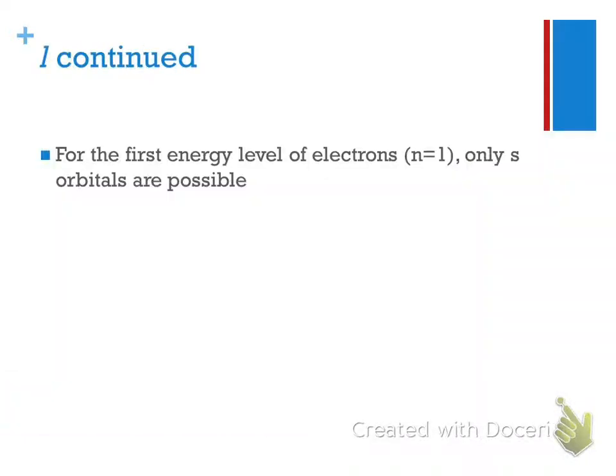For the first energy level of electrons, only S orbitals are possible. So if n equals 1, L has to equal what? 0. It has to equal 0, right? There's only one option because n equals 1, and L has to equal 0, which means it's an S orbital. So the electron there has to be in an S orbital, or a circular orbital.